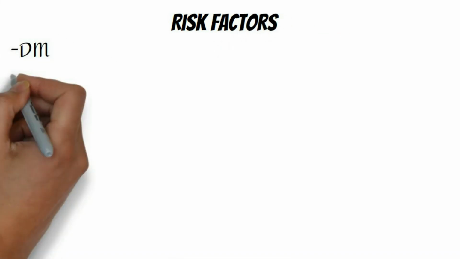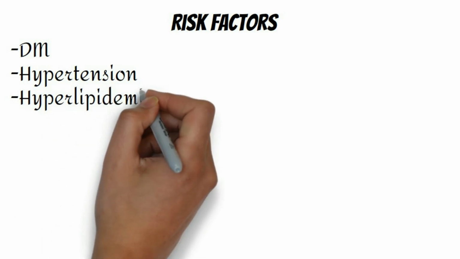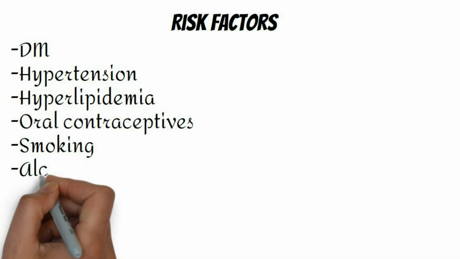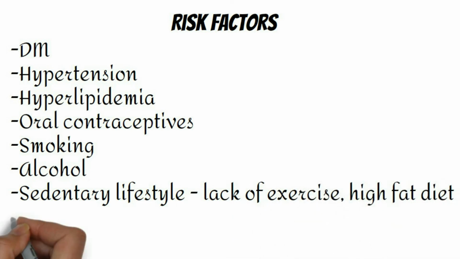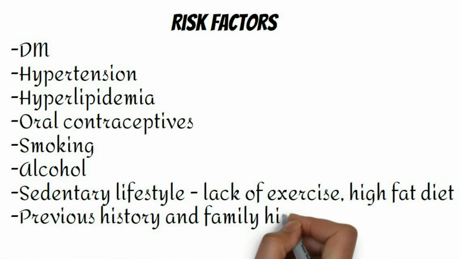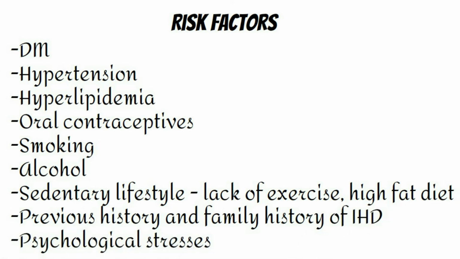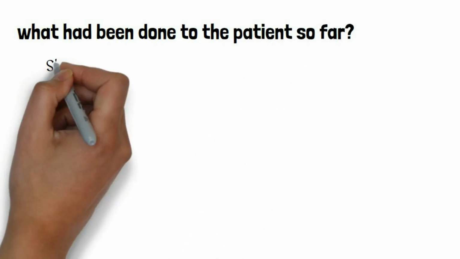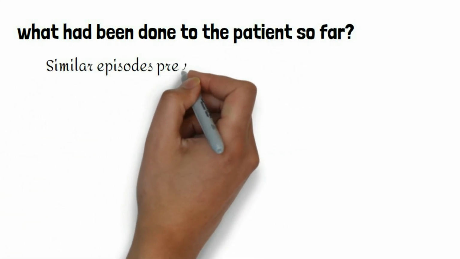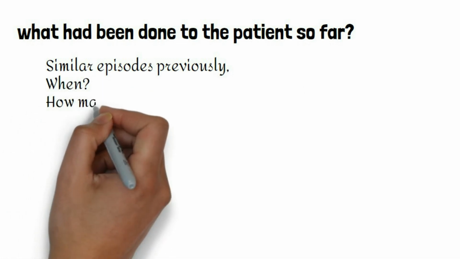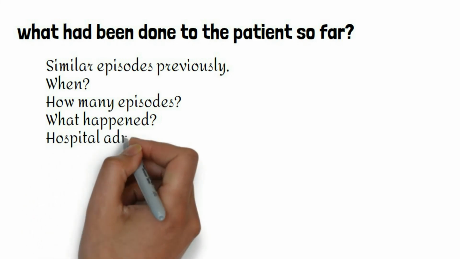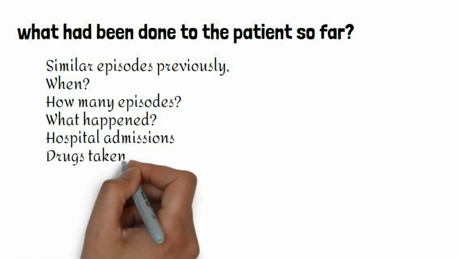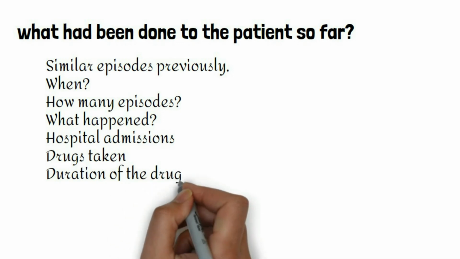Diabetes mellitus, hypertension, hyperlipidemia, oral contraceptives, smoking, alcohol, sedentary lifestyle, lack of exercise, high-fat diet, previous history and family history of IHD, psychological stresses. Then you should know what had been done to the patient so far. If there have been similar episodes previously. When? How many episodes? What happened? Hospital admissions. Drugs taken. Duration of the drugs.